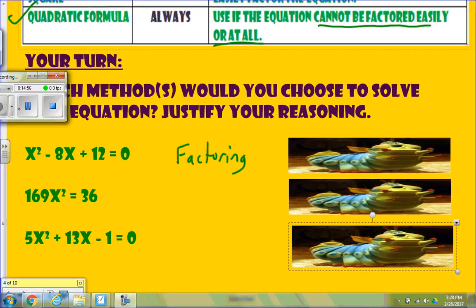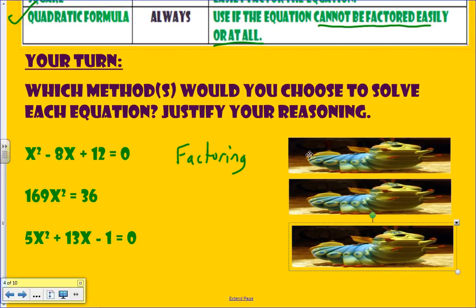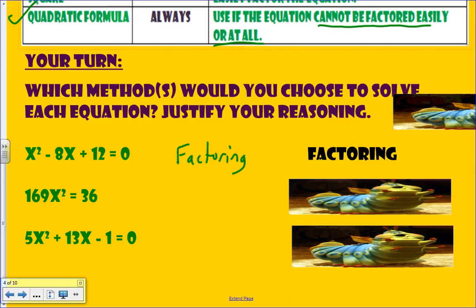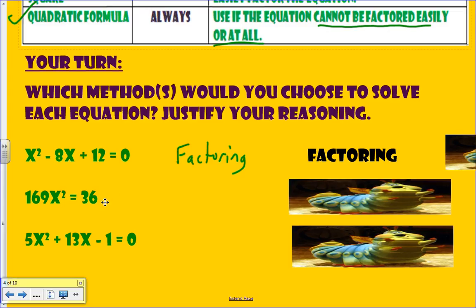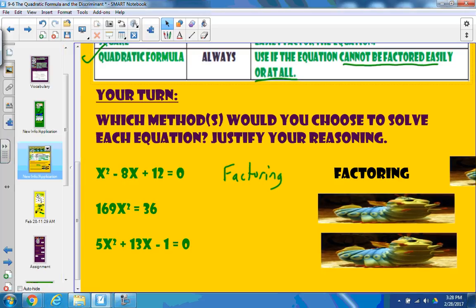All right, so we said factoring for the first one. Now, obviously, the quadratic formula would also work. Potentially completing the square would work, but factoring is going to be the easiest. Second one, if we write this in descending order, we would end up having 169x squared minus 36 equals 0.